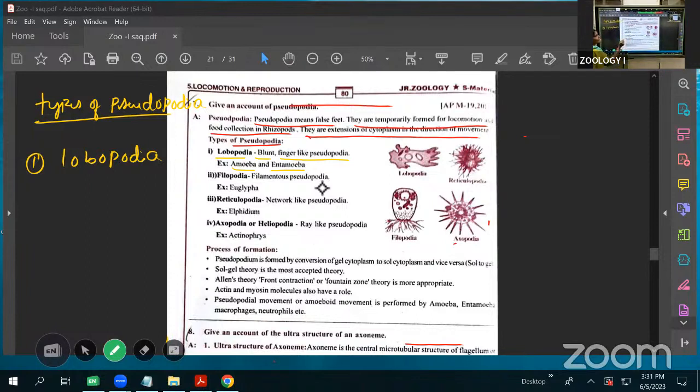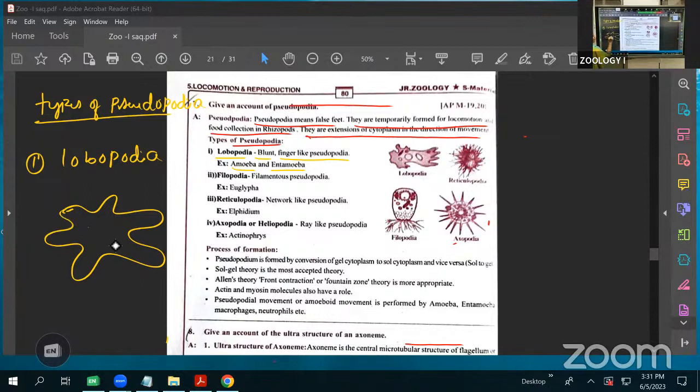Here, like this, for example, see this one, amoeba. It's like this. They have finger-like, fingertip-like structures formed, amoeba. Here, in the center, the nucleus and the contractile vacuole, the cytoplasm. Just a rough diagram, you draw it like this. The lobopodia means blunt finger-like pseudopodia. Example, you write it, amoeba and entamoeba. Anyone also you can write.